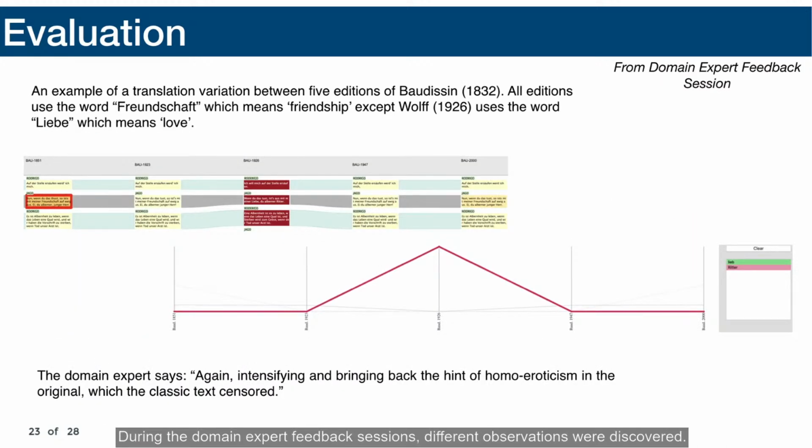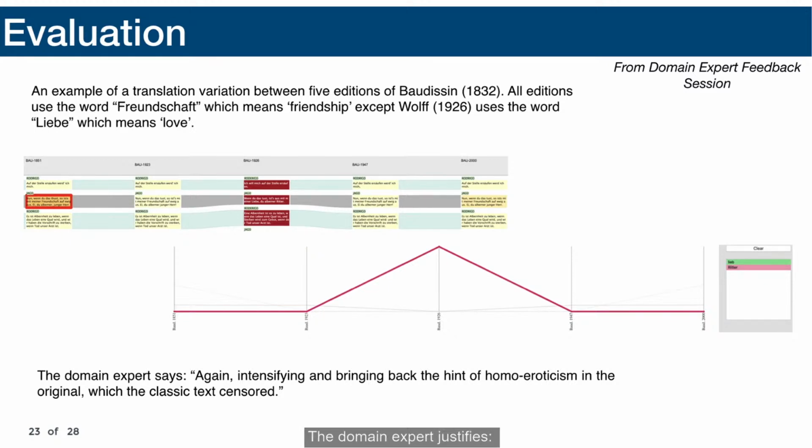During the domain expert feedback sessions, different observations were discovered. For example, in a speech Iago says, if thou dost, I shall never love thee after. All other Bautzen translations use the word Freundschaft, which means friendship, except the 1926 edition, which uses the word Liebe, which means love. The domain expert justifies, again, intensifying and bringing back the hint of homoeroticism in the original, which the classic text censored.